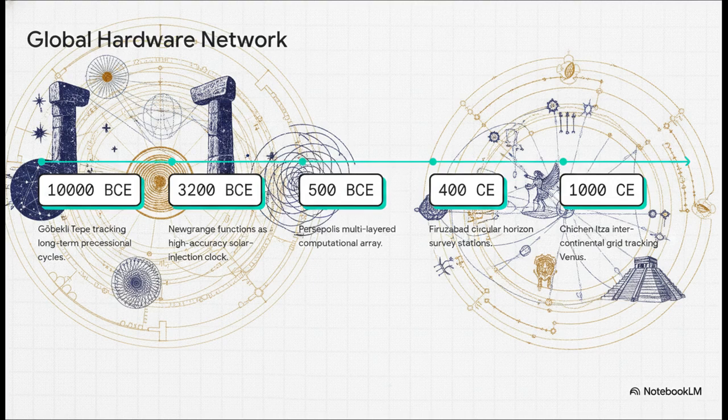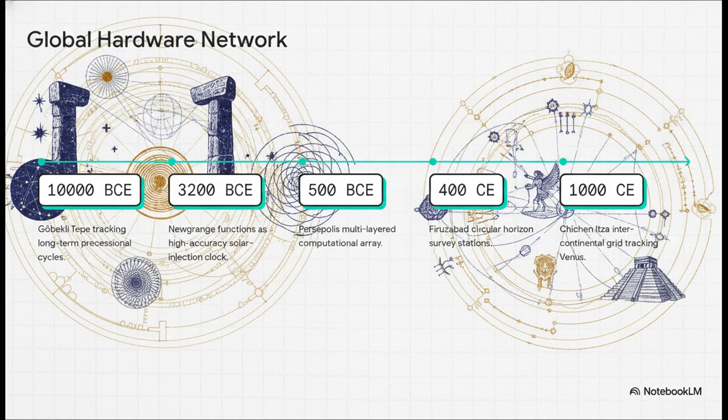This was definitely not just a local operation. Back in 10,000 BCE, Göbekli Tepe acts as the foundational anchor tracking long-term precessional cycles. Jump forward to 3200 BCE, and over in Ireland, Newgrange functions as a high-accuracy solar injection clock. By 500 BCE, Persepolis was literally functioning as a multi-layered computational array synced up to the constellation Cygnus.